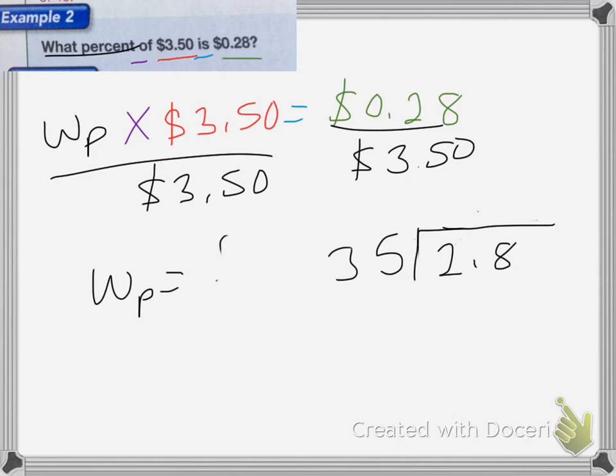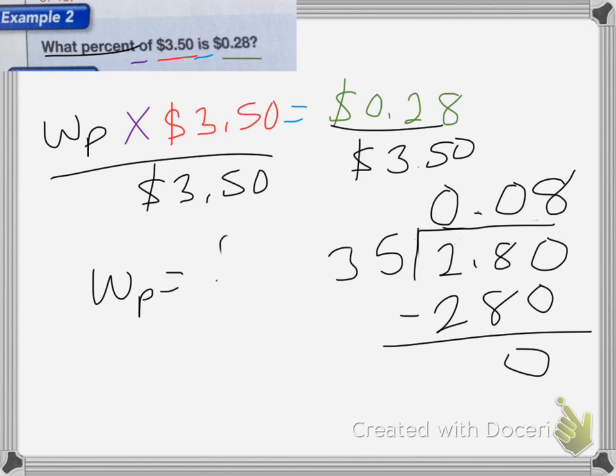Okay, decimal goes straight up. 35 goes into 2 0 times, goes into 28 0 times. 35 goes into 280 8 times. And that's 280. Subtract, 0 left over. So, in this case, I end up with a decimal answer.